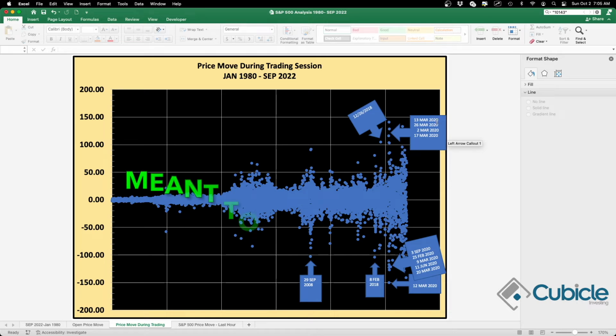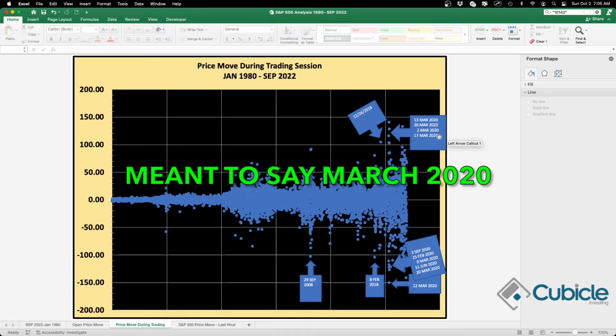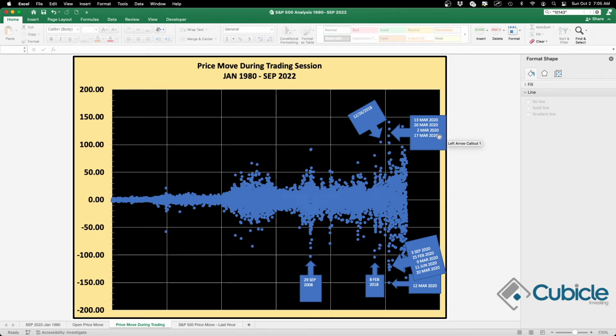So the beginning of the pandemic in 2021, particularly in March of 2021, the media propagation about this deadly flu virus caused a lot of volatility in the market. So it's not surprising that you have these outliers here that correspond to certain news events. But nevertheless, on average, the market moves in any given trading session up or down 50 points.